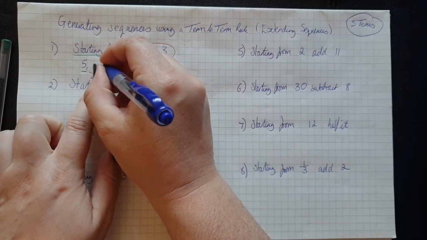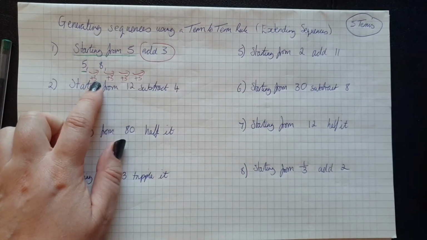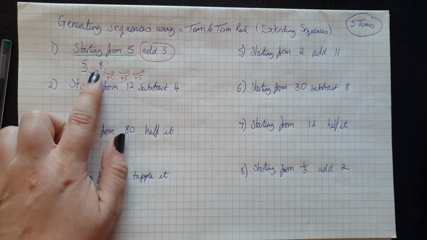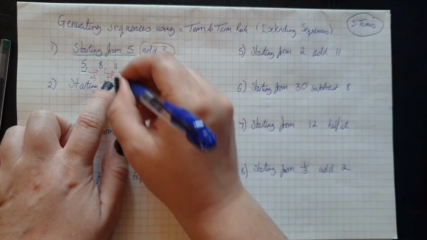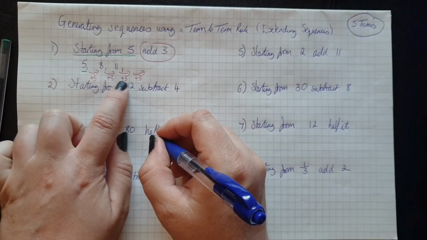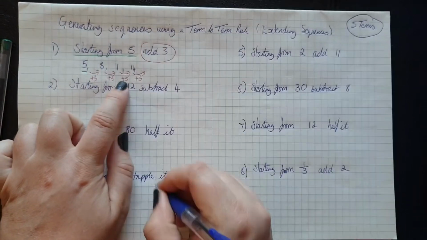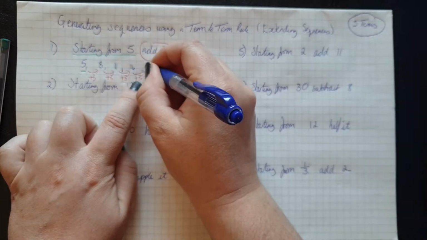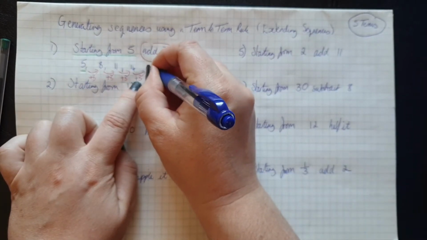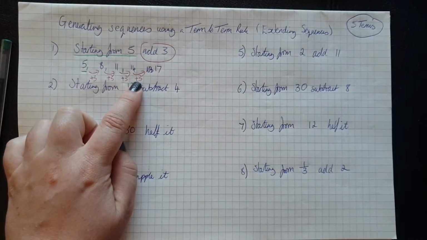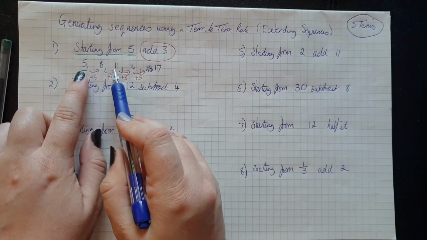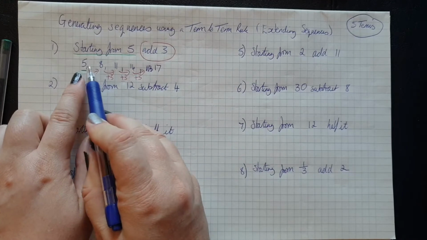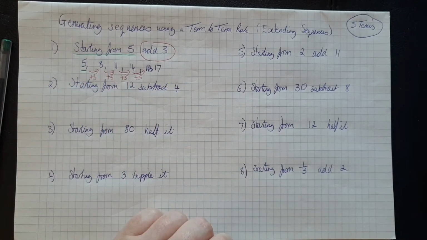5 add 3 is 8. That's your second term done. Your third term, 8 add 3 is 11. 11 add 3 is 14. And 14 add 3 is 17. Why am I writing 13? My apologies. 17. So you can clearly see 5, 8, 11, 14, 17. We've got the terms written down.